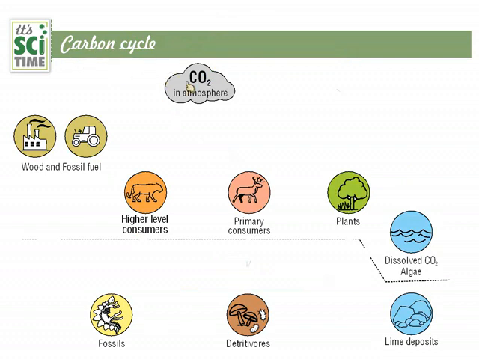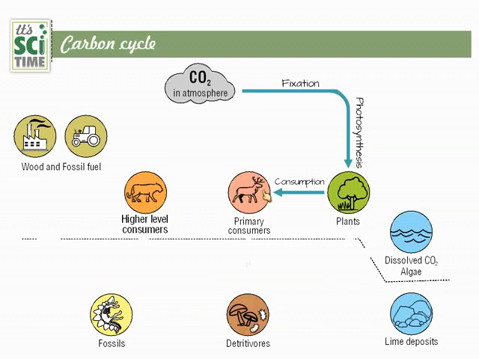Carbon exists in the atmosphere as carbon dioxide. This cycle is easy to understand because a lot of processes related to the carbon cycle are very familiar to us. Carbon dioxide in the atmosphere is first of all used up by the plants. It's called the fixation process. The basic fixation process is photosynthesis. By photosynthesis, plants use this carbon dioxide. Now the carbon enters the plant body.